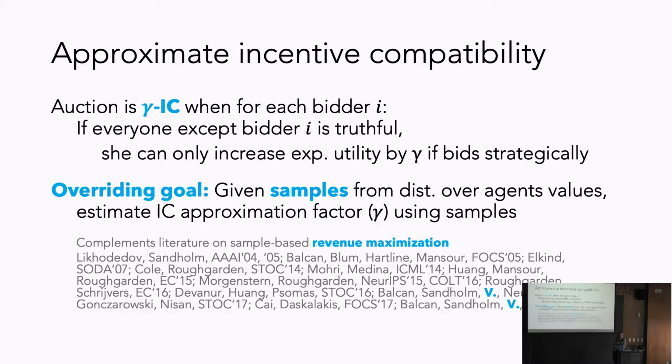When you say over agents' values, they're agents' true values? Yeah, we get samples from the distribution over the agents' true values.